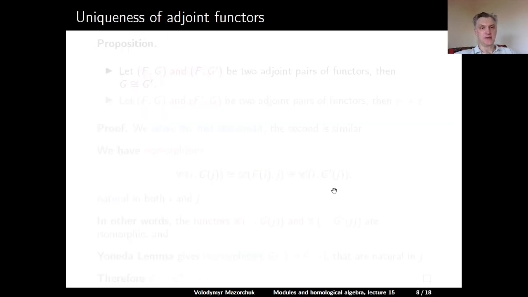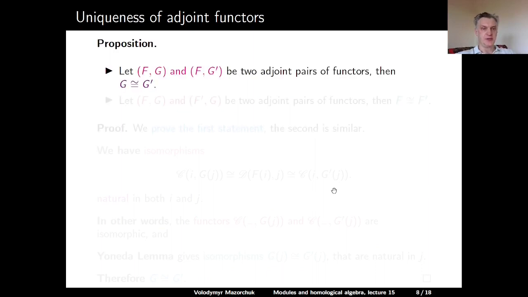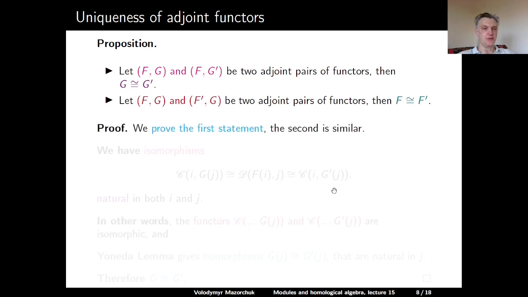Now we can use Yoneda lemma to discuss uniqueness of adjoint functors. Proposition: let (F, G) and (F, G') be two pairs of adjoint functors. Then G is isomorphic to G'. Similarly, let (F, G) and (F', G) be two pairs of adjoint functors. Then F is isomorphic to F'. Proof: we prove the first statement, and the proof of the second statement is similar.